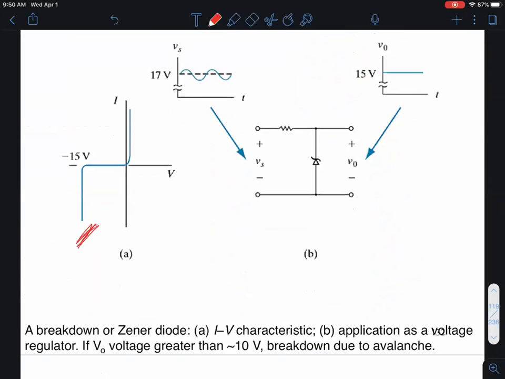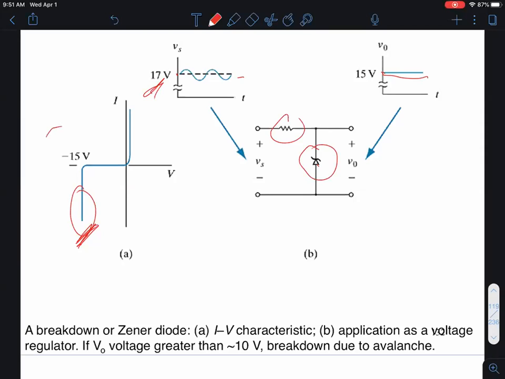So such devices can have simple circuit applications that you may have seen in E438 or 302. They can be used as voltage regulators, for instance. Okay, so if I take such a diode and I operate it in the breakdown regime and I hook it up to a simple resistor like this, and I supply a voltage, say a sine wave with a mean value of 17 volts, but the diode has a breakdown voltage of 15 volts. So what's going to happen?